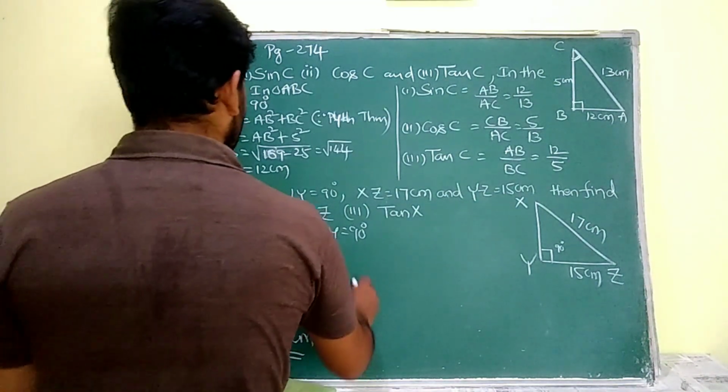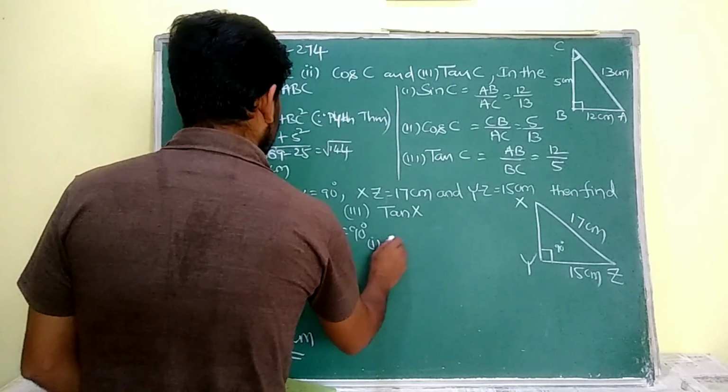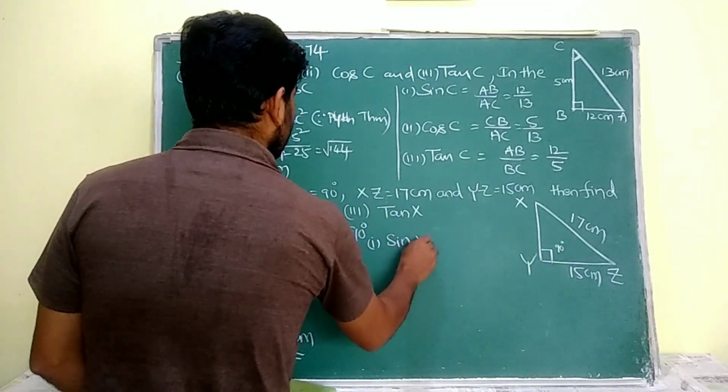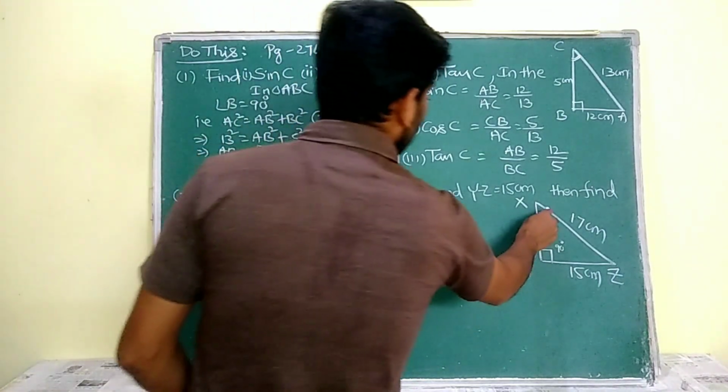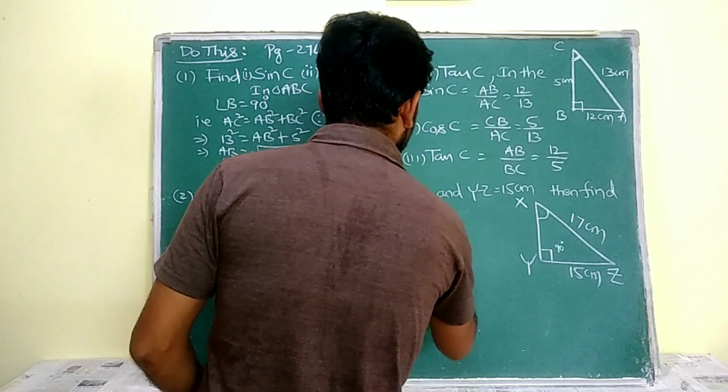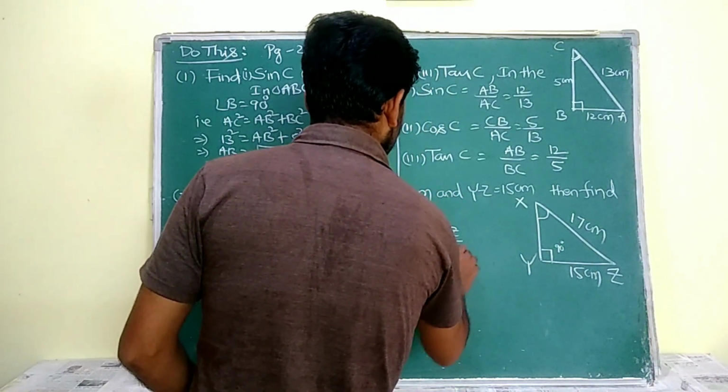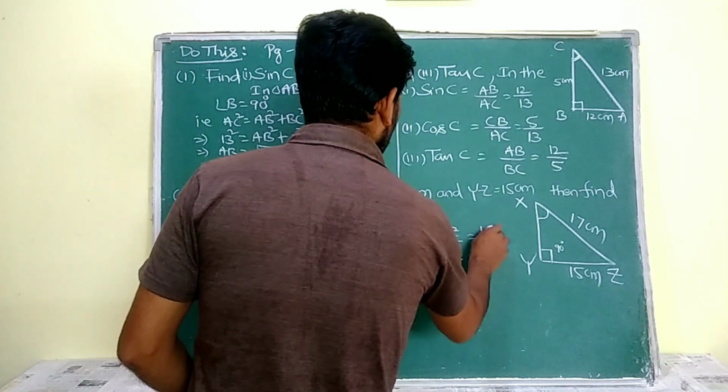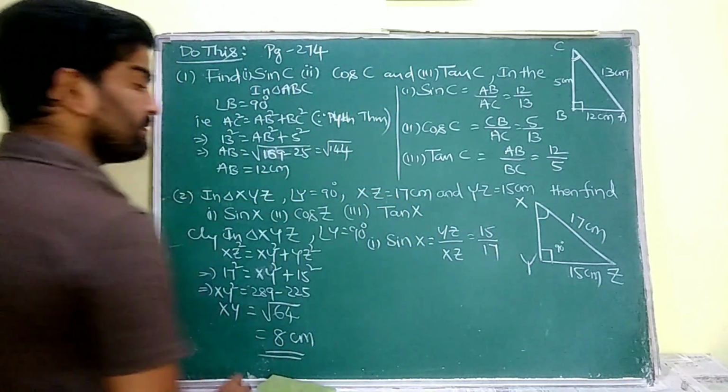Okay, now see ma. Here the first question is asking sin x. Sin x means x opposite side over hypotenuse. See ma, to this x its opposite side is YZ and hypotenuse is XZ. That is equal to 15 by 17 ma.